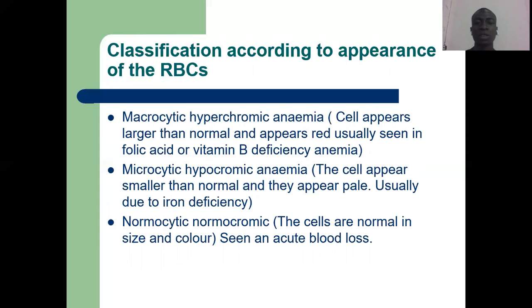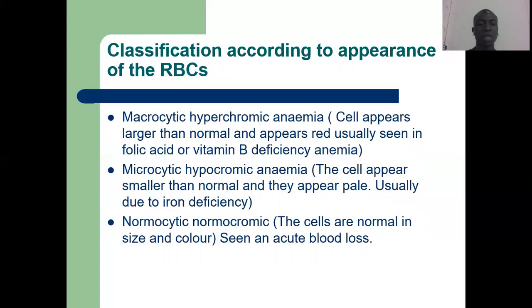Then classification according to appearance, we have macrocytic hyperchromic anemia. Cells appear larger than normal, usually seen in folic acid and vitamin B12 deficiency. So the cells appear larger than normal, more than normal.